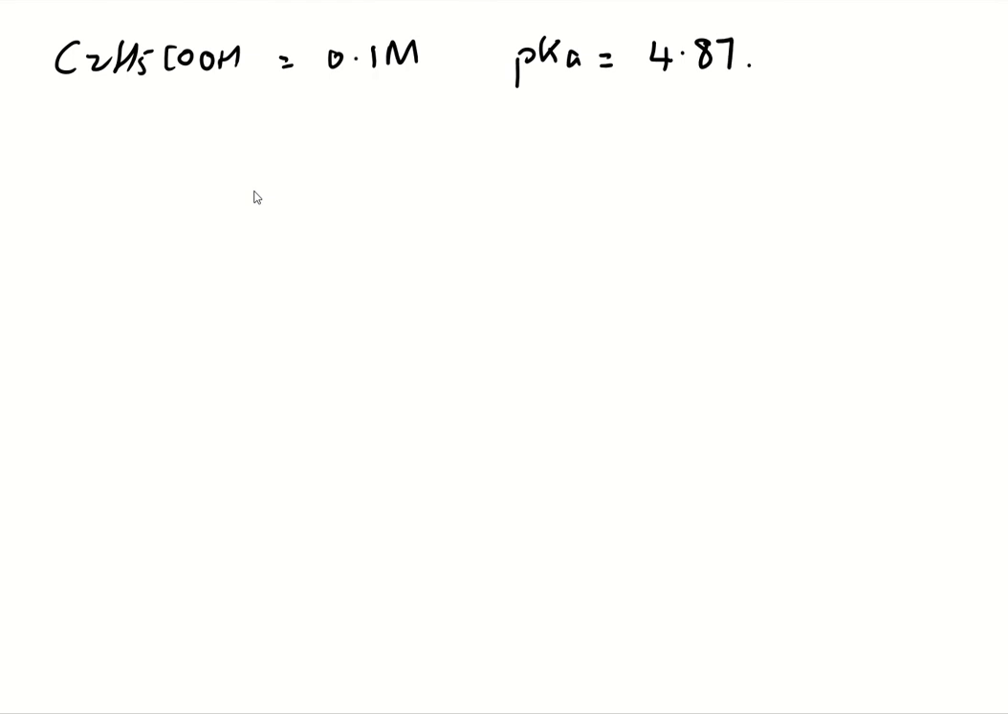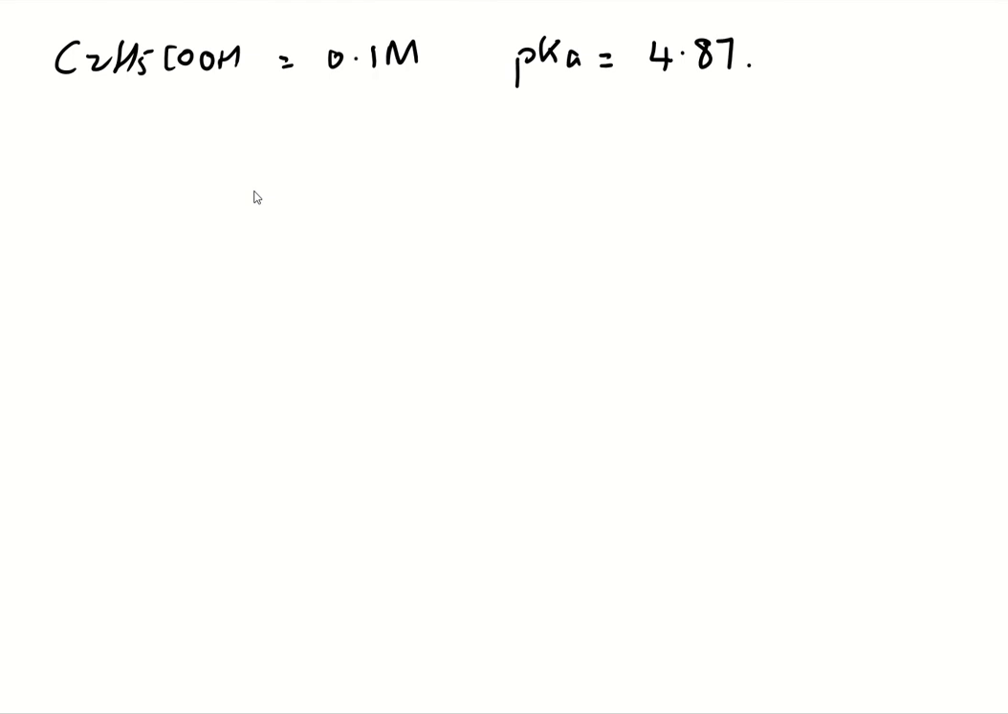Again, I'll do another one, and maybe you want to pause the video when I write the question on, and then do the question yourself. Let's take propanoic acid this time, C2H5COOH. We have a concentration of 0.1 molar, and we have been given a pKa equals 4.87. So you might want to have a go at that now yourself.